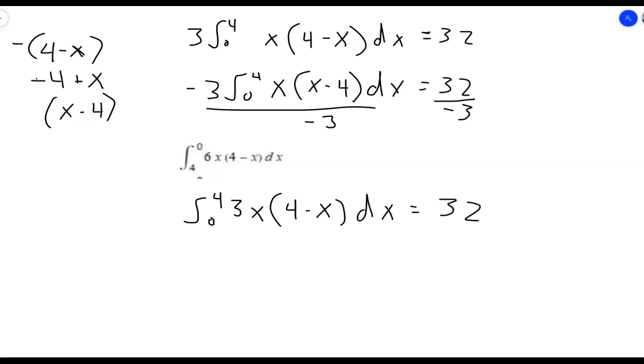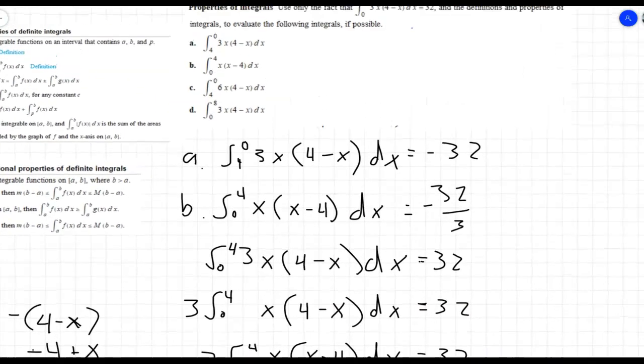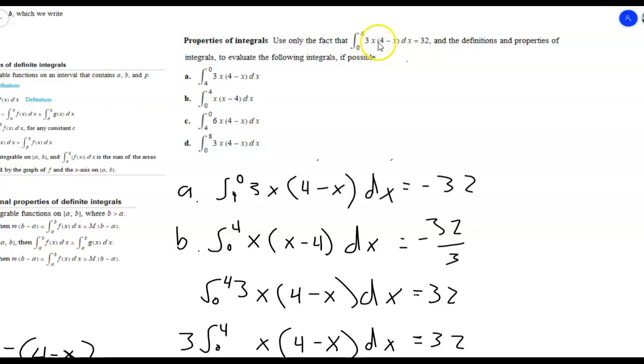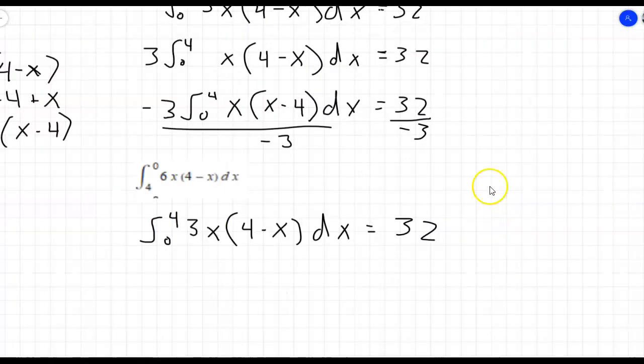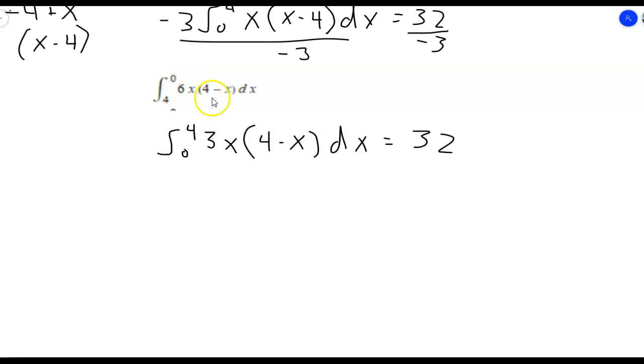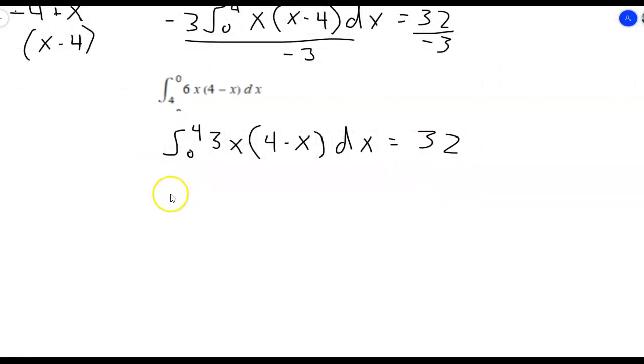Let me just check that. Going back to this one up here, the integral from 0 to 4 of 3x times 4 minus x is equal to 32, so that's what they tell me. And I'm trying to get to this right here. If I change the limits, that's going to make that a negative 32. So let's do that first. I'm going to switch my limits of integration and go from 4 to 0, and that's going to become a negative 32.